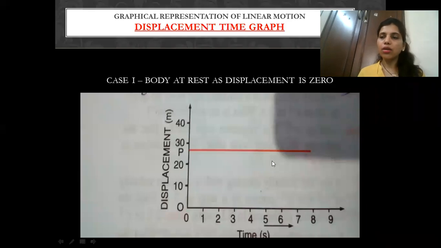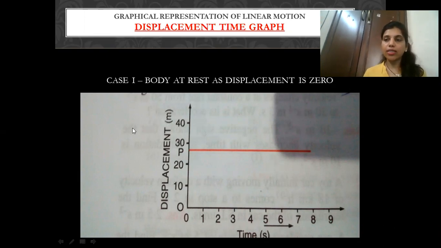Hello children. Motion in one dimension, the graphical representation: how to understand from the graph which type of motion the body is undergoing. So we are going to revise the previous graphs which we have done. Here you can see on the screen it is the displacement versus time graph which is shown.